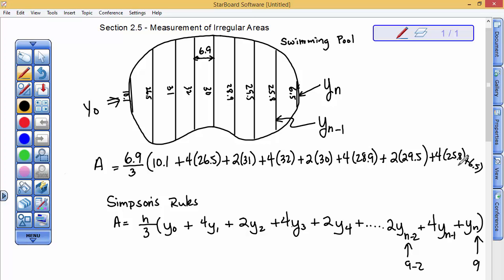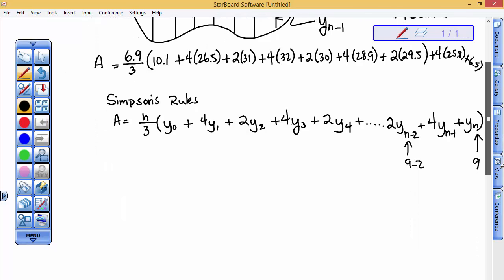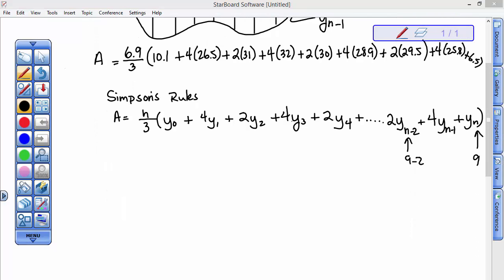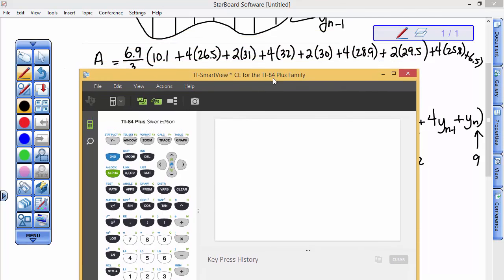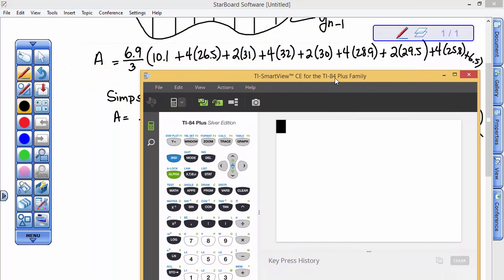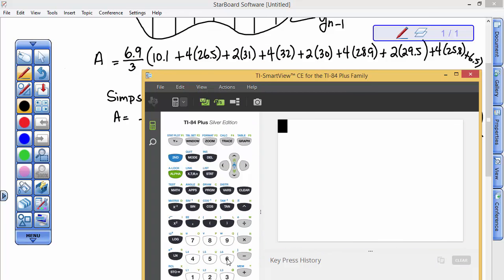Let's type this on our calculator. If you would please remember that when we did this using trapezoidal rule, we got an answer of 1462.8. Since there are no units on this, we'll call those square units. So now let's type this using the calculator. So we have 6.9 now divided by 3, not by 2.